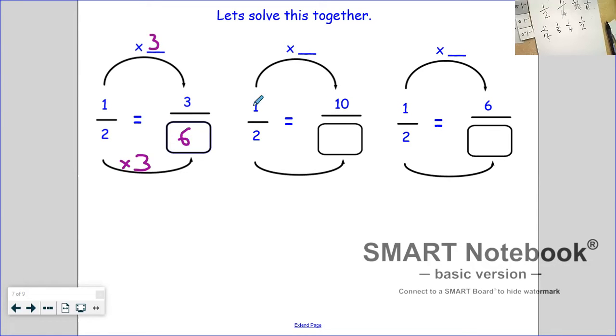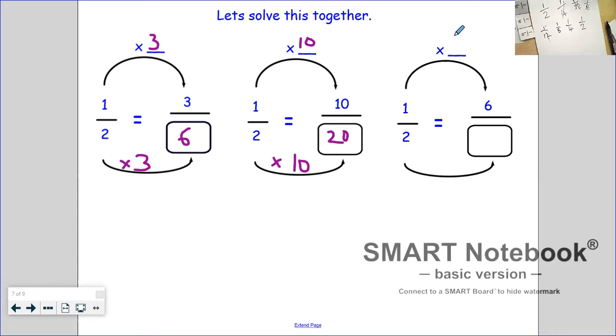Perfect. So now let's have a look. We've got 1 and we've got 10. What have you done to 1 to get to 10? You have times it by 10. Brilliant. So we must times the bottom number by 10. 2 times 10 is 20. So 1/2 is the same or equivalent to 10/20.